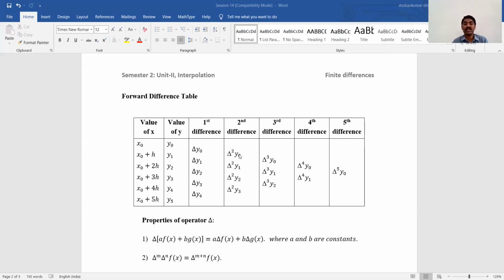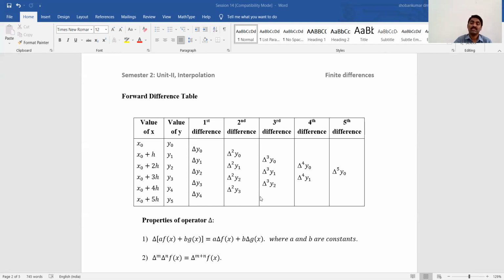Now I have to find second forward differences. Delta y1 minus delta y0 is denoted by delta 2y0. Delta y2 minus delta y1 is denoted by delta 2y1. Delta y3 minus delta y2 is denoted by delta 2y2. Delta y4 minus delta y3 is denoted by delta 2y3. These are known as second forward differences.